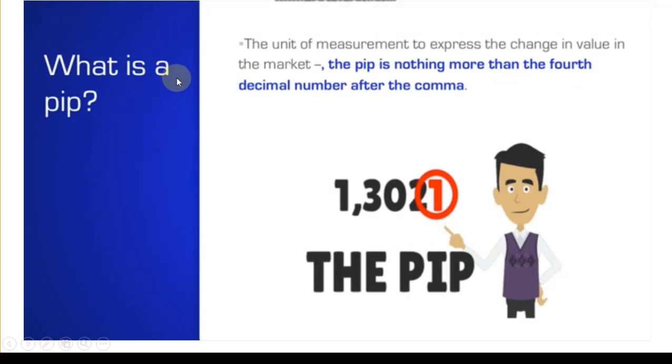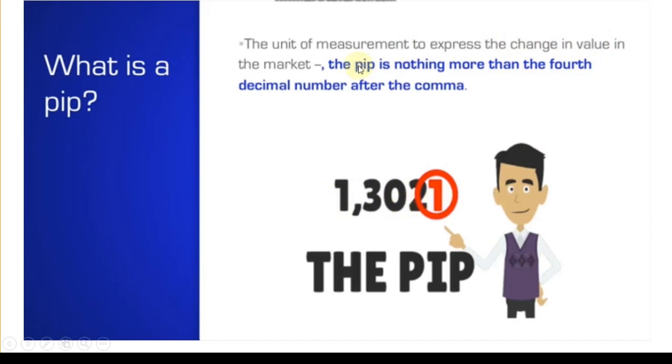So what is a pip? The unit of measurement to express the change in value. Everything we are about to do here is all about change in value. For example, this number is always 5, depending on the pair you are trading. If you are trading a currency pair such as GBP/USD or EUR/USD, you should expect this number to be 5.